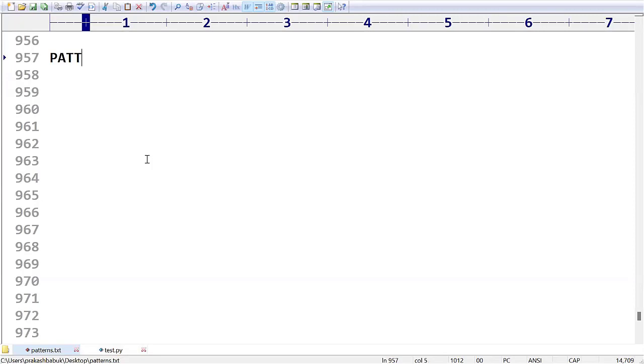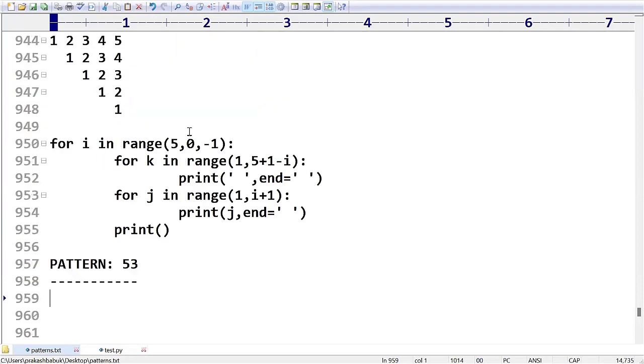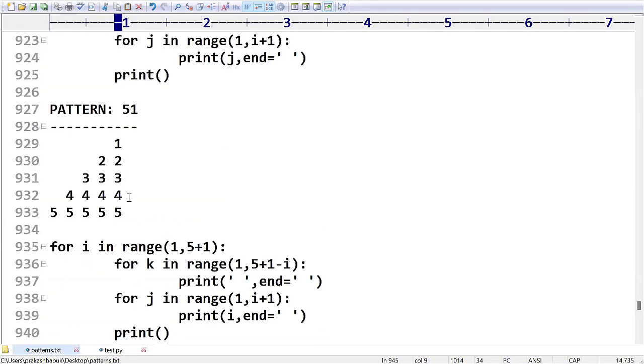In the last videos, we have seen up to pattern number 52. Now we are going to see pattern number 53. What is this pattern? It is the same as this one.